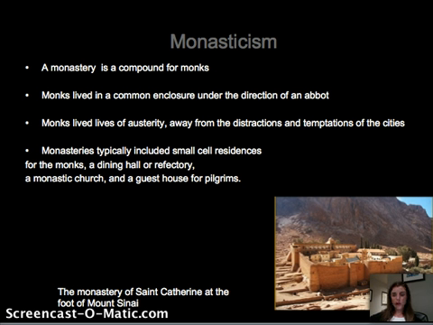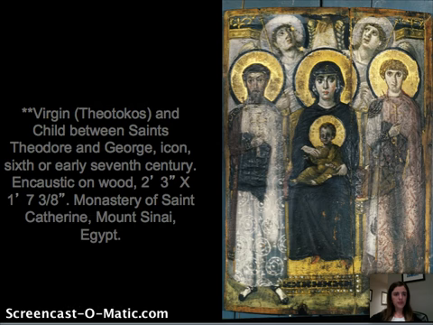So just a brief background on monasticism: it's a compound for monks. The individual in charge is known as the abbot. Monks were intended to live lives of austerity, away from the temptations of the city, although we do start to see monasteries in the medieval period that become more and more luxurious. We'll talk about that later on. You'll usually see cell residences for the monks, a dining hall or refectory, a monastic church, and then a guest house for pilgrims, especially places like Mount Sinai that were considered very sacred.